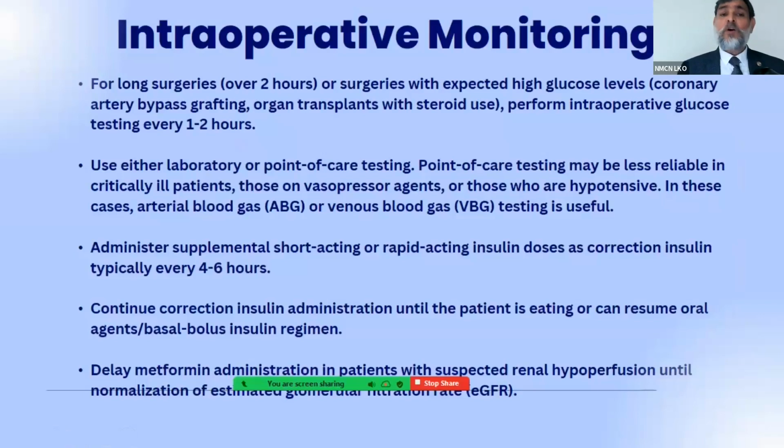Intraoperative monitoring. For long surgeries, over 2 hours, or surgeries with expected high blood glucose levels, such as coronary artery bypass grafting, organ transplant, or use of steroids during the surgery, perform intraoperative glucose testing every 1 to 2 hours. Use either laboratory or point of care testing, which is SMBG, and point of care testing may be less reliable in critically ill patients, those on vasopressor agents, or those who are hypertensive.